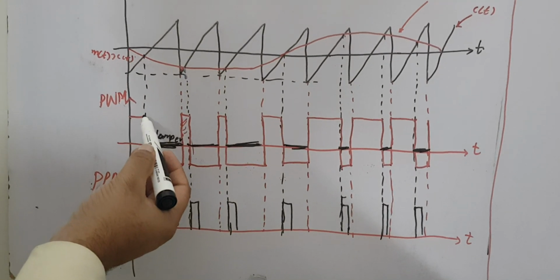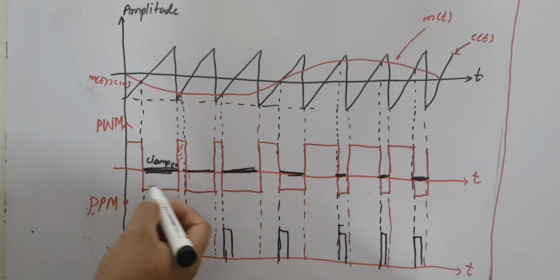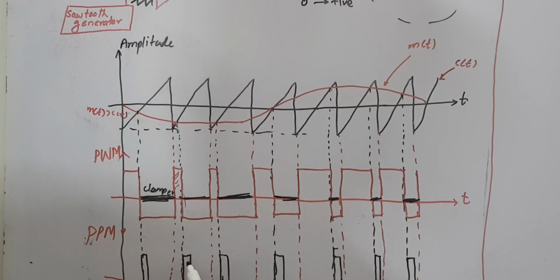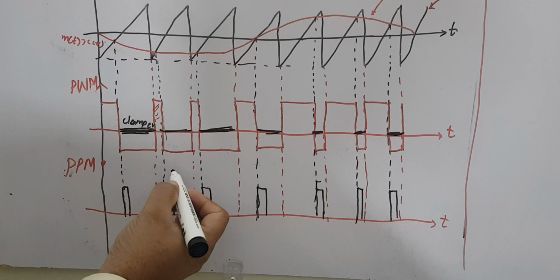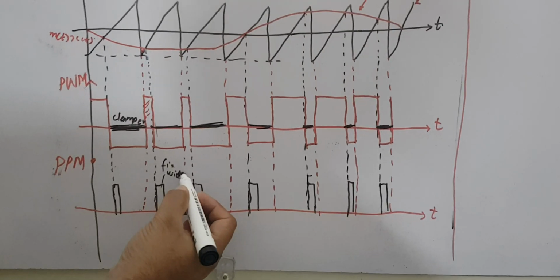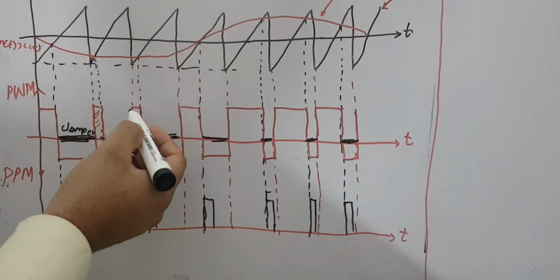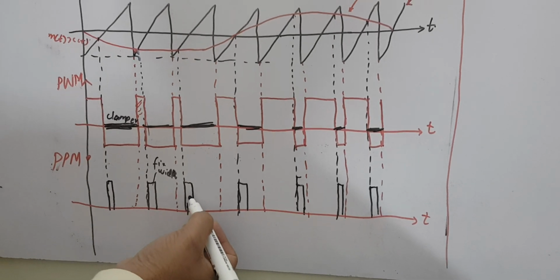So when the input is positive, it generates a pulse here. When it is negative, no pulse. When it is positive, it generates a pulse of fixed width. So the pulse width is fixed. When it has a signal, it will generate a pulse of fixed width.